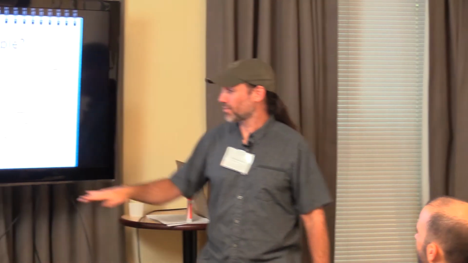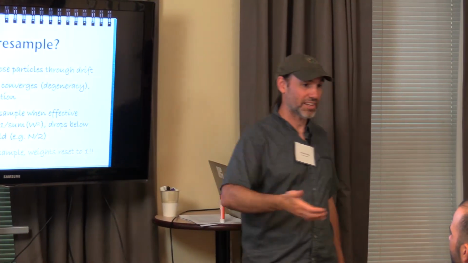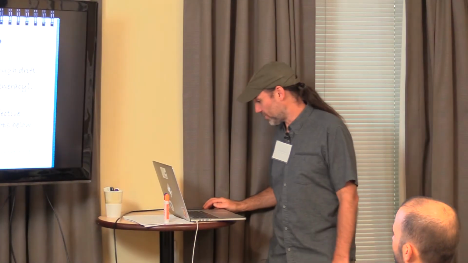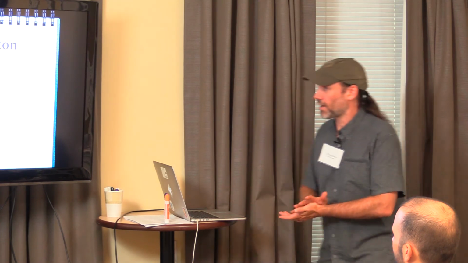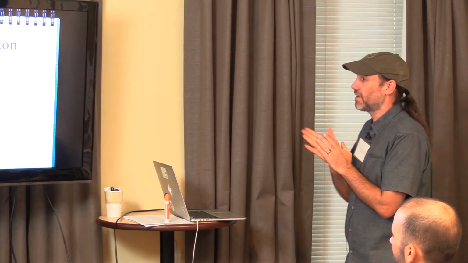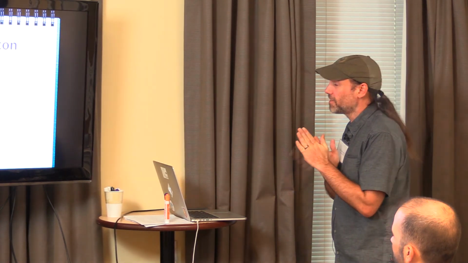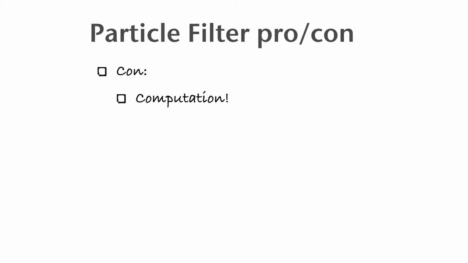And then just again a reminder that when you resample, set those weights back to 1. Okay, so the pros and cons of the particle filter. The biggest con is the computation. You have to have a problem where you can maintain enough particles to maintain a good approximation of your full distribution. And building in the fact that you're going to encounter this degeneracy problem.